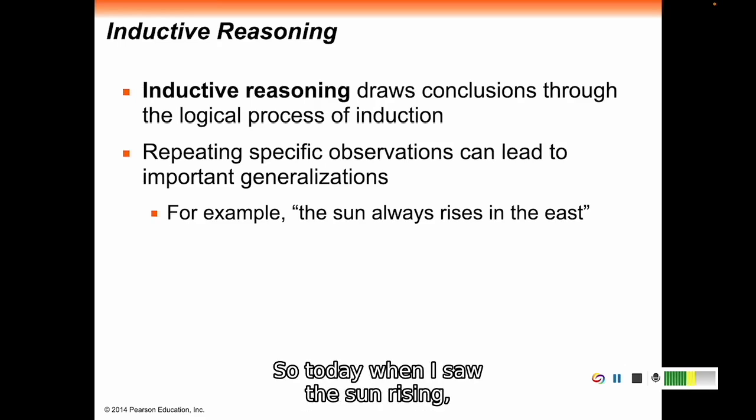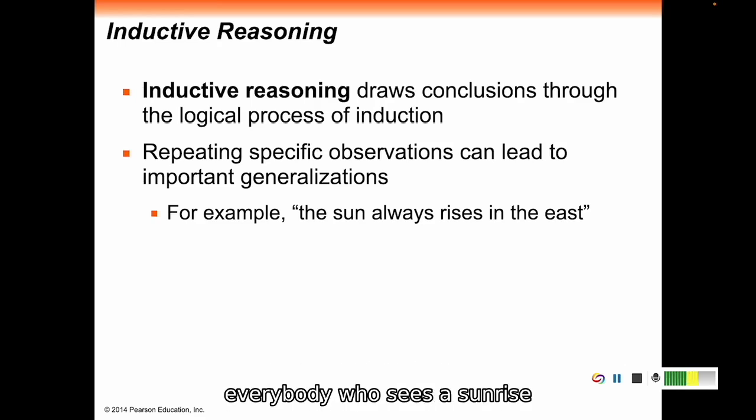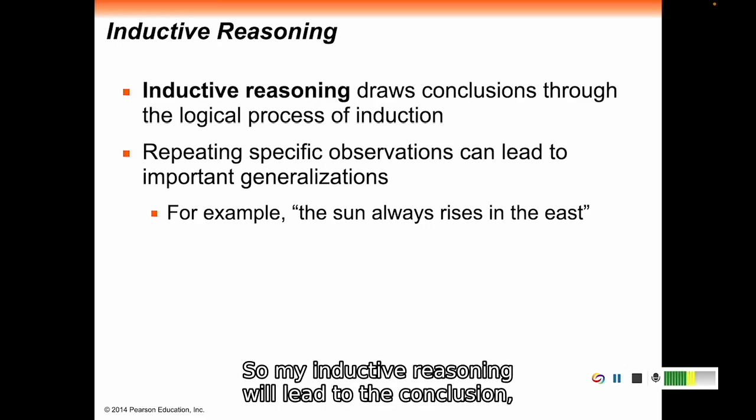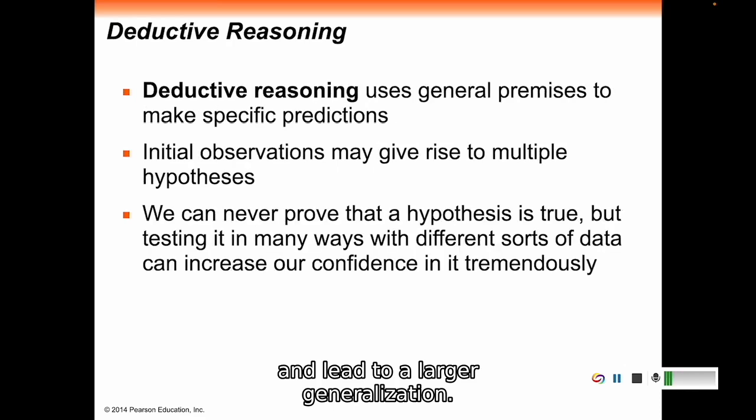So today, when I saw the sun rising, it rose in the east. Yesterday, when I saw the sunrise, it rose in the east. Everybody who sees the sunrise has always seen the sunrise in the east. So my inductive reasoning will lead to the conclusion the sun will always rise in the east. I started with small observations and led to a larger generalization.